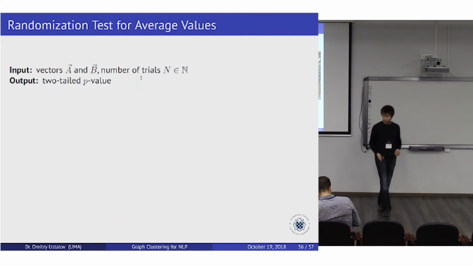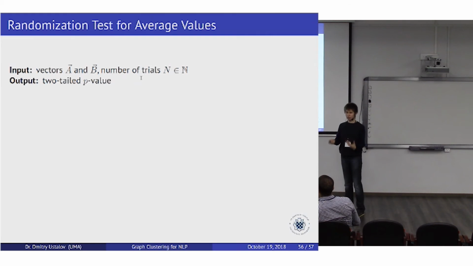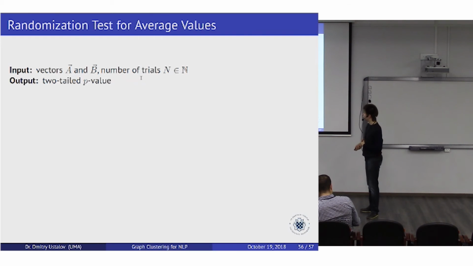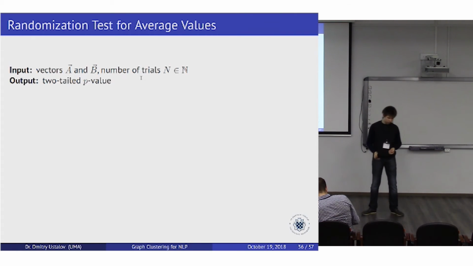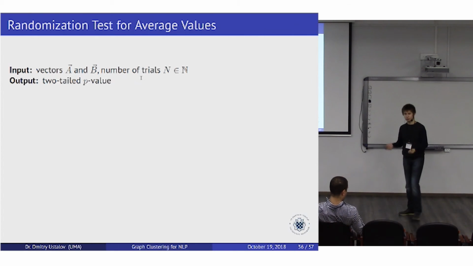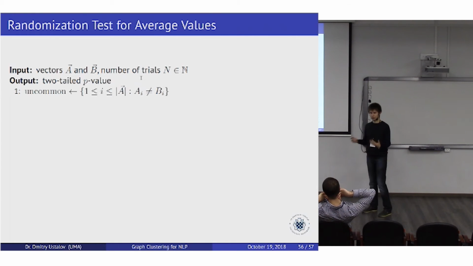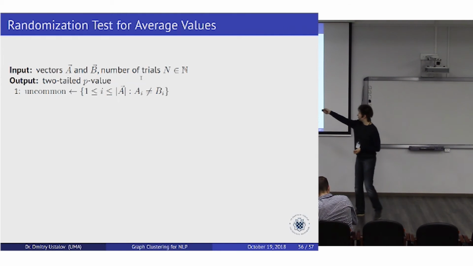It's also very simple, actually, but let's have a look at the algorithm, for instance, for average values such as accuracy. It can be trivially generalized to F-score, etc. You need two vectors, A and B, and the number of iterations, which is the number of trials. And let's get the two-tailed p-value. You can compare this p-value to some threshold called the significance level, and if it's lower than the significance level, you can say, wow, my results are significant. That's it. First, let's find uncommon elements and record these indices.